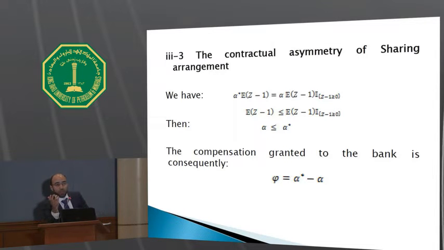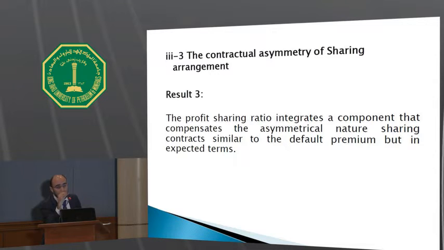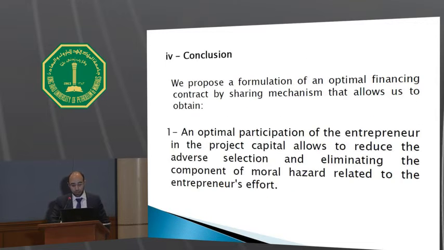It's similar to default premium, but expressed in expected terms, because it's not a guaranteed premium. It's just an expected premium because it's expressed in the reduction of the profit sharing ratio. Two minutes. So, that's my third result. I have no time to present the fourth part of this paper, so I go directly to the conclusion.